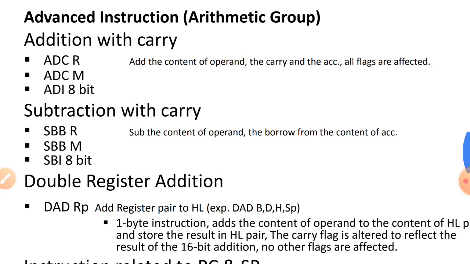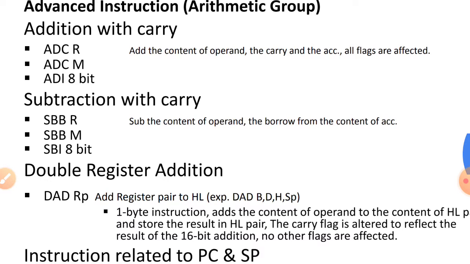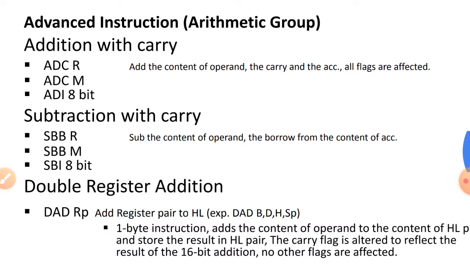What we have studied till now is ADD R. What does it do? It adds the content of the R register with the accumulator, and the result will be stored in the accumulator. What will ADC R do? It will add the content of a register, it may be any register, with the content of the accumulator along with the carry bit. The carry bit also will be added, and it will store the result in the accumulator, and due to this flags are going to be affected.